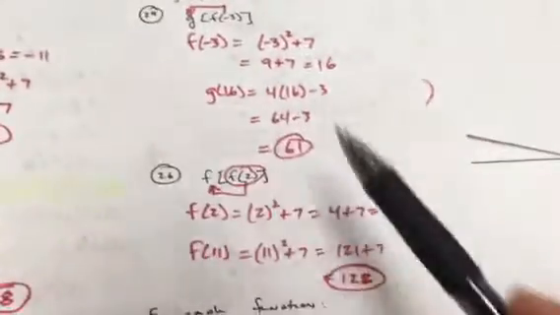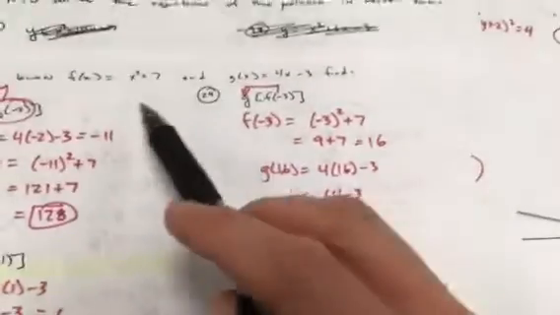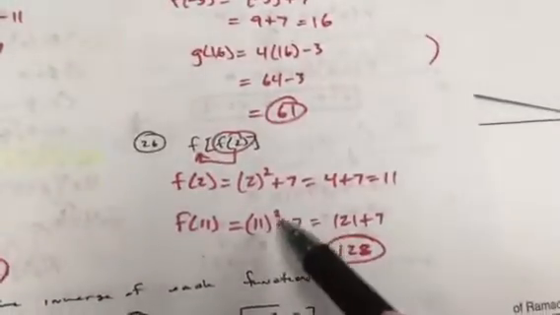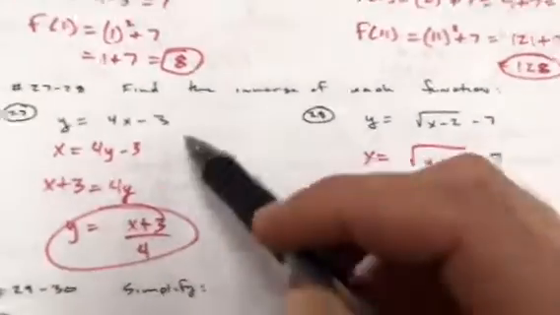f of 2, you're just working with f. Plug 2 in for x right there. You get 11, and then plug 11 in for x right there. You get 128.